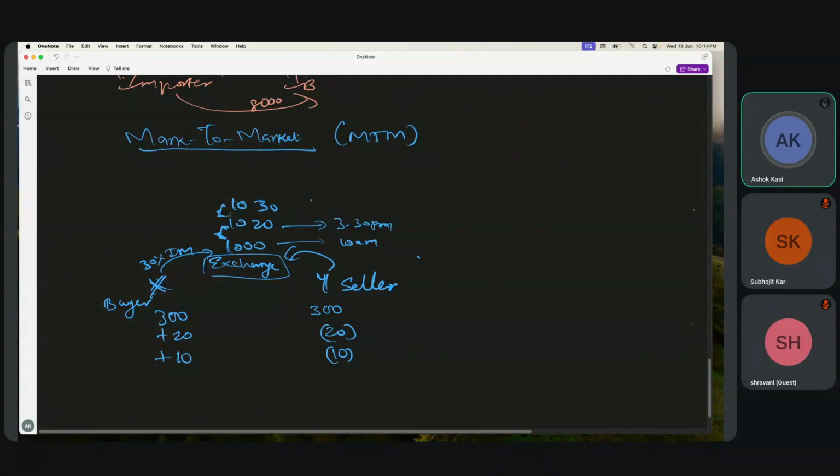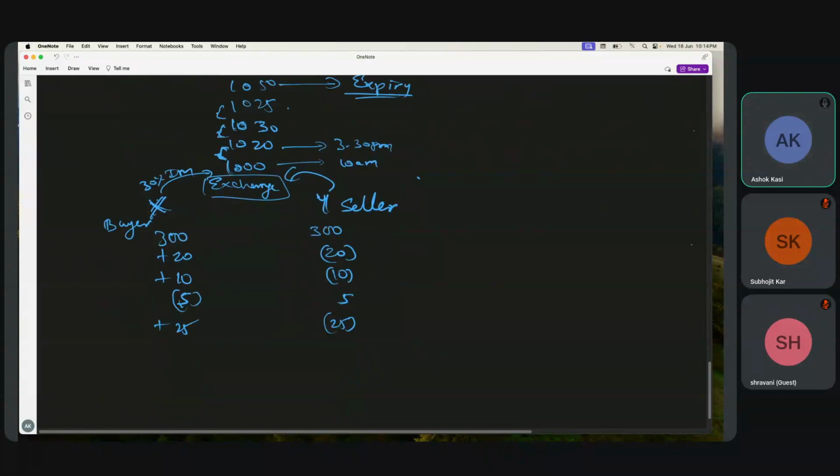Now, every day the market may not go up. Let's say next day it has come down. Now who is gaining? The seller, so 5 rupees will be added to the seller and 5 debited from the buyer's account. Then again, let's say it goes to 1,050. Then plus 25, minus 25. Let's say this is the expiry date. Till the expiry day, this keeps on happening.